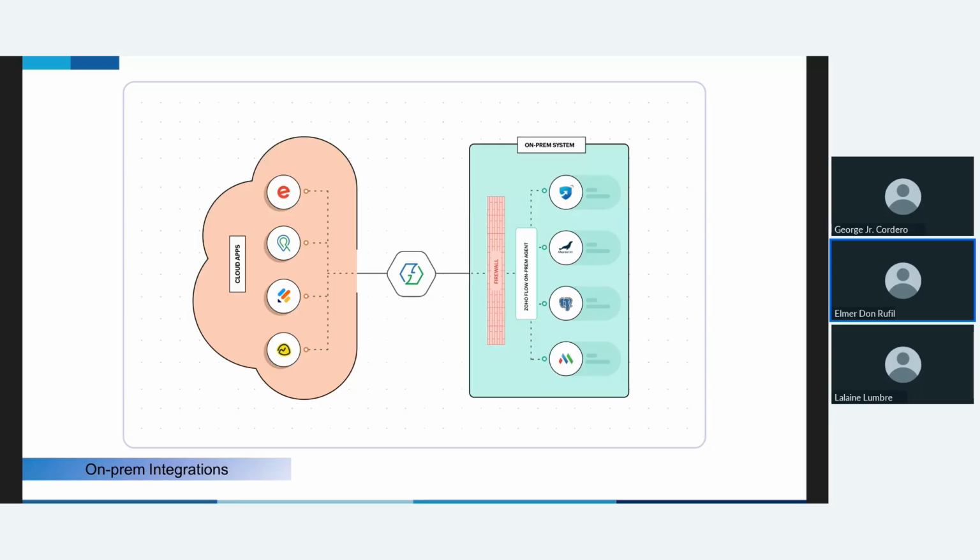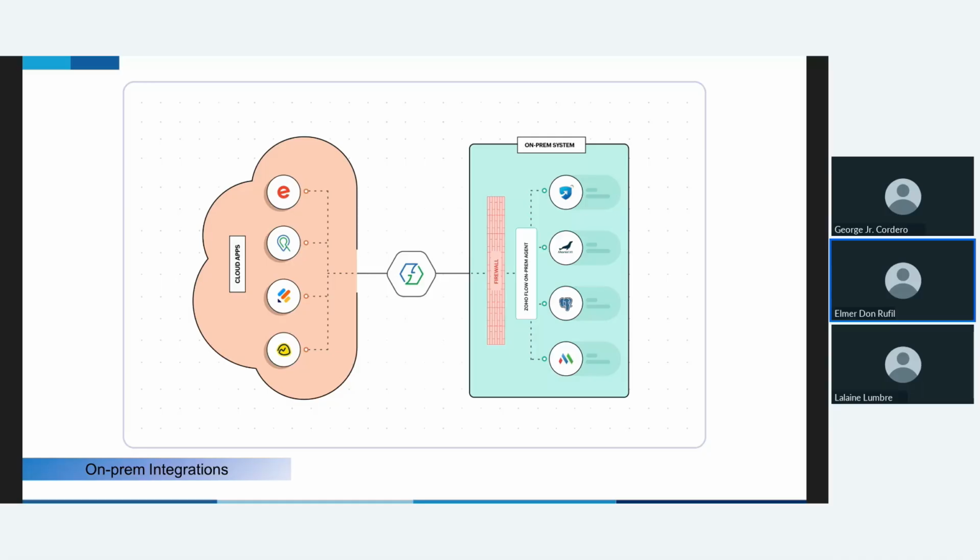In the visual you're seeing, on the left side are cloud apps, and on the right side is the company's internal systems protected by a firewall. Normally, systems inside the company's network are not directly accessible from the outside for security reasons. Zoho Flow uses a secure on-prem agent that acts as a bridge between your internal system and your cloud applications. This allows data to move safely between them without exposing your system to security risk.